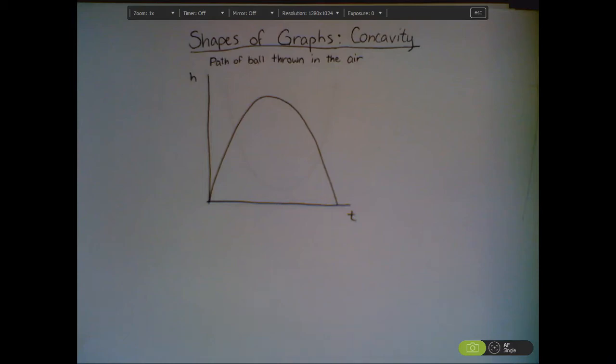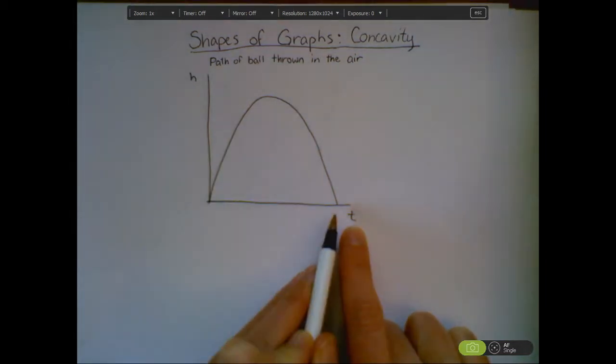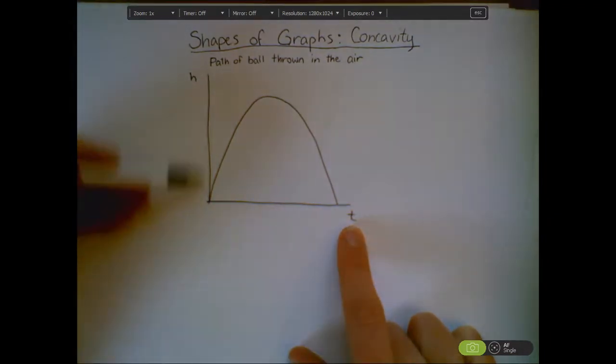So in this video, we're going to talk about shapes of graphs, and in particular, we're going to talk about the property of concavity. Let's start with a specific example. Let's say that we have a ball that's been thrown up in the air. So this is a graph of the path of the ball, where this is time and this is height.